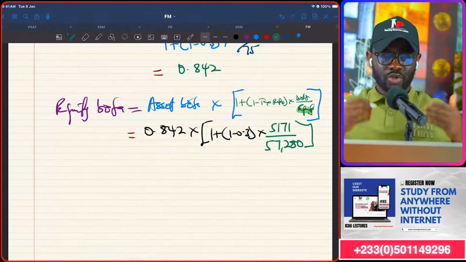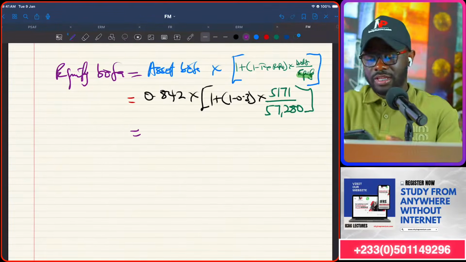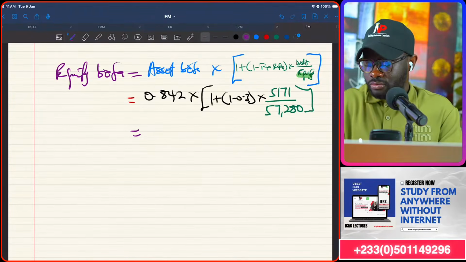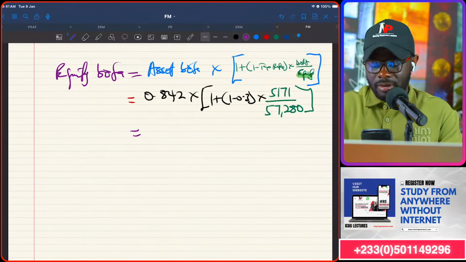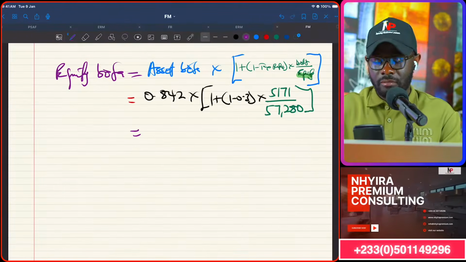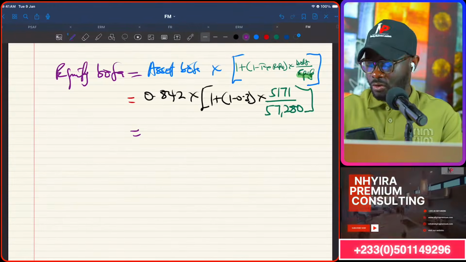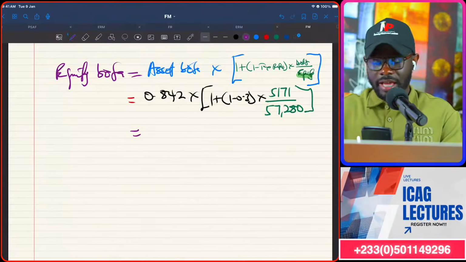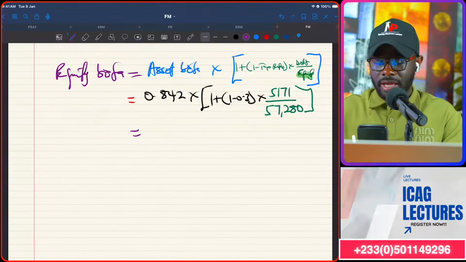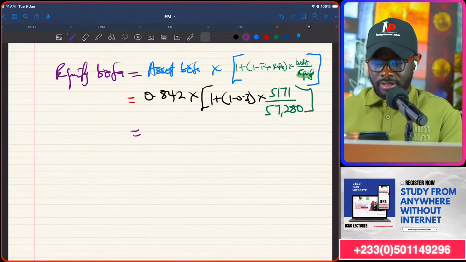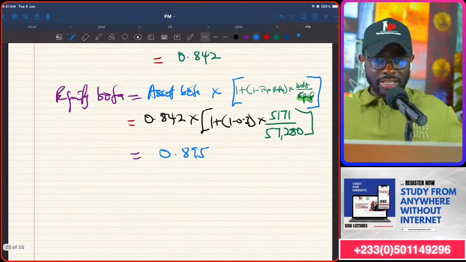You get the idea? So now we punch that out to get our equity beta, the re-geared equity beta. So you got to be careful about the punching here as well. So how do I punch? Okay, let me do 1 plus into bracket 1 minus 0.3, bracket close, multiply by fraction 5171 over 57280. I get all the answers. Then I multiply it by 0.842. Boom. I'm getting 0.895. So that is our equity beta.